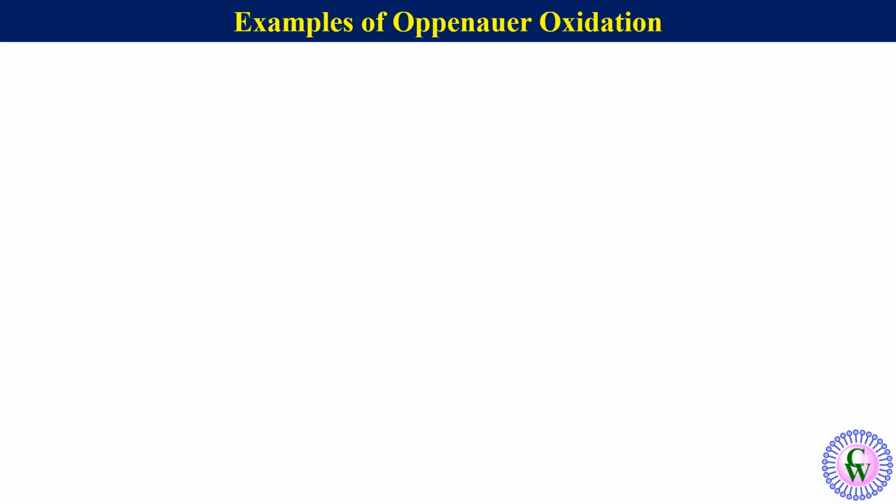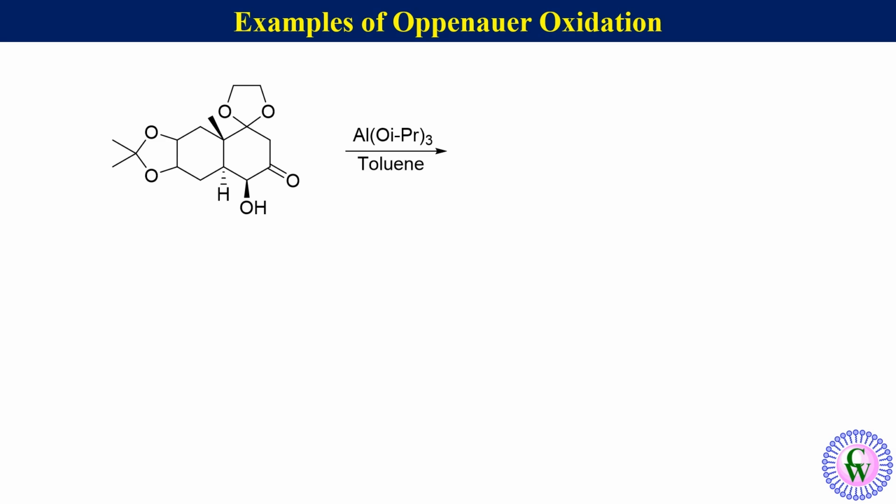Let's take an interesting example of this alpha hydroxy ketone. It has both the secondary alcohol and keto group. When it is treated with aluminum triisopropoxide in toluene, the secondary alcohol and keto group of the same molecule react together to produce isomeric alpha hydroxy ketone. Here we can see that there is just swapping of position of hydroxy and keto groups.